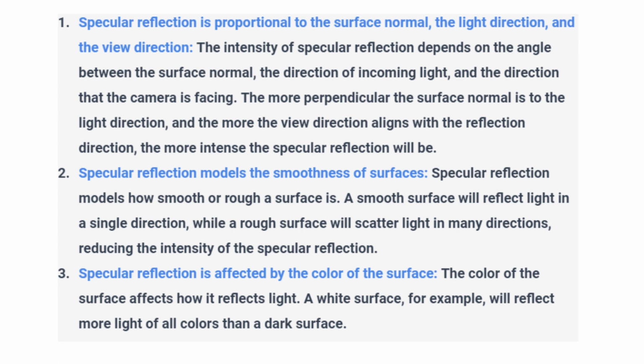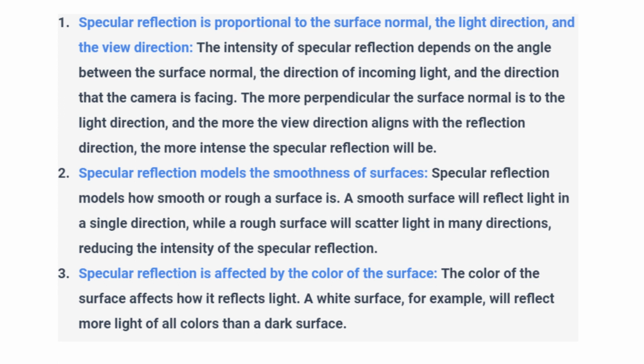Specular reflection models the smoothness of surfaces. Specular reflection models how smooth or rough a surface is. A smooth surface will reflect light in a single direction, while a rough surface will scatter light in many directions, reducing the intensity of the specular reflection.